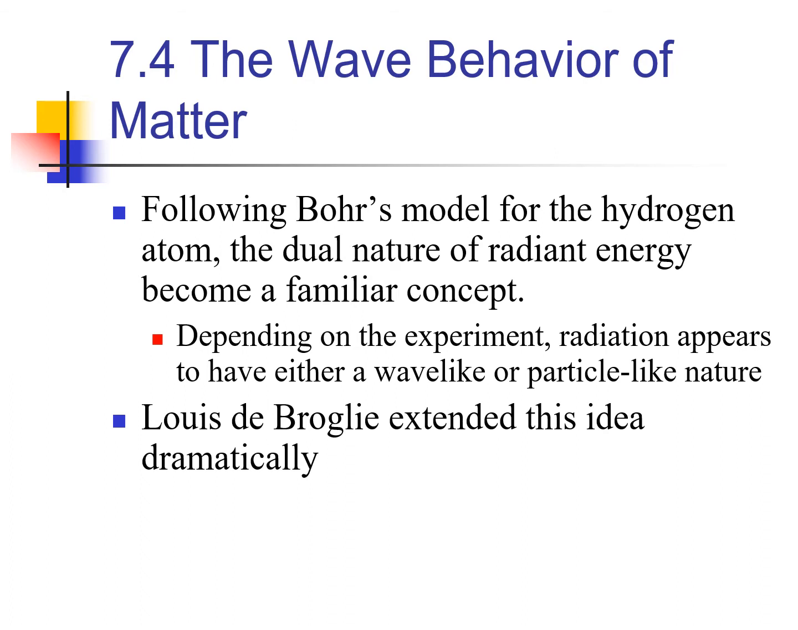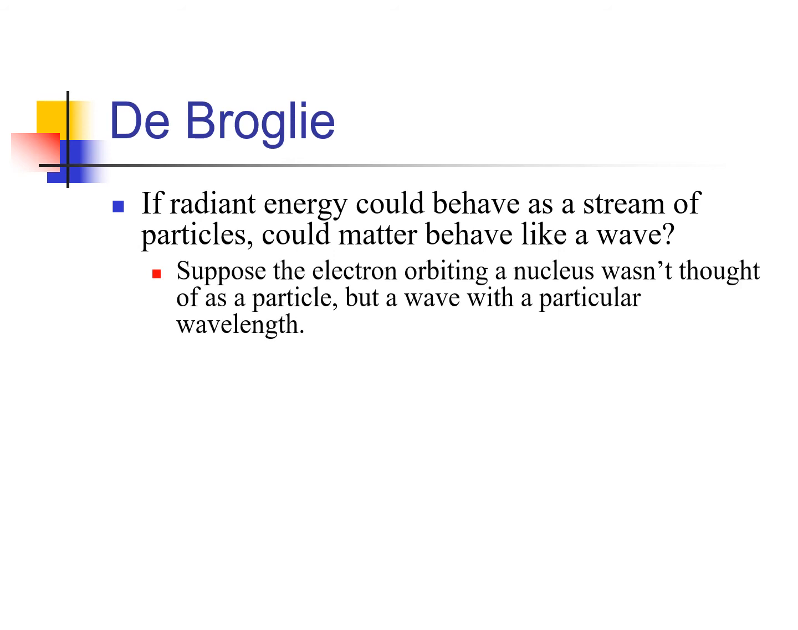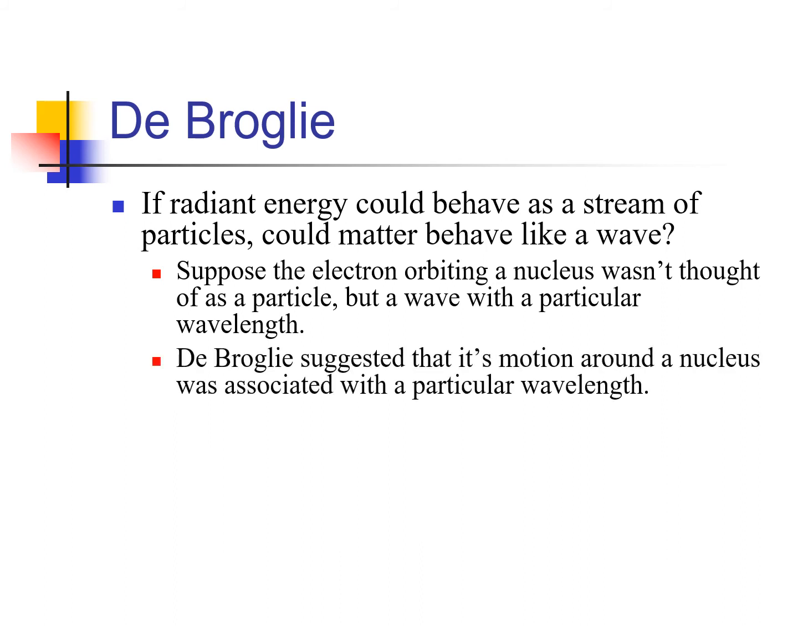Now, Louis de Broglie extended this idea dramatically and weirdly. de Broglie said if radiant energy could behave like a stream of particles, could matter behave like a wave? Think of an electron orbiting a nucleus not as a particle orbiting, but as a wave with a particular wavelength. Those of you who have dealt with this in math know that we can model circular behavior in terms of wave mechanics. So de Broglie suggested that the electron's motion around a nucleus could be associated with a particular wavelength.